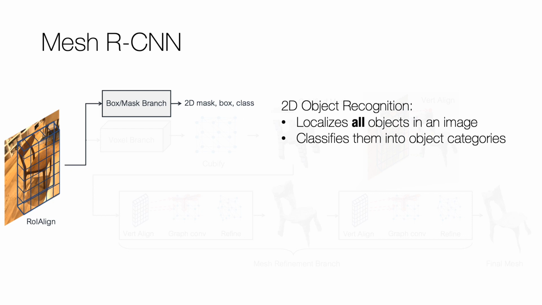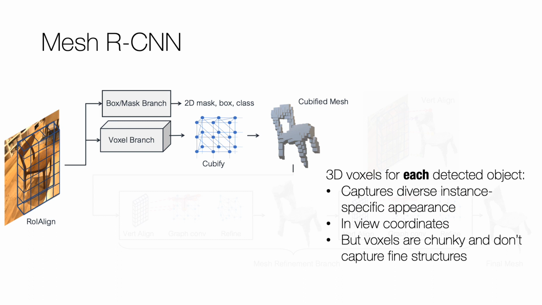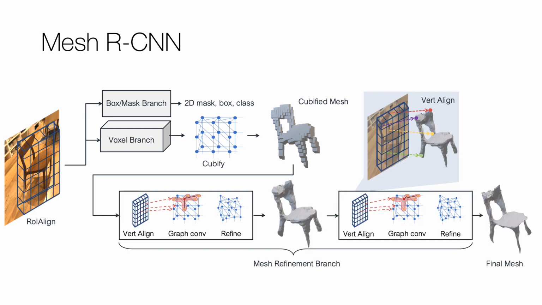We build on Mask R-CNN that detects and recognizes all objects in the 2D plane. We add our voxel network, which predicts the voxelized object shape. Voxels are great because they can easily capture instance-specific shape topologies by merely turning occupancies on or off. However, they're bad at capturing fine details and are coarse. These coarse voxelized predictions are refined by our mesh refinement branch, which learns to deform the vertices with a sequence of graph convolutions. The final output is a refined mesh of each detected object in view coordinates.